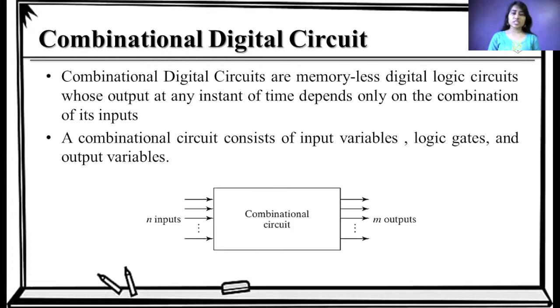Here is the basic block diagram of a combinational circuit. Here we have n inputs, and this combinational circuit can be implemented using logic gates, and we have m outputs. Whatever input you give, according to the combinational circuit we have an output. So this is how a combinational digital circuit works. We have an output only for the present input condition.